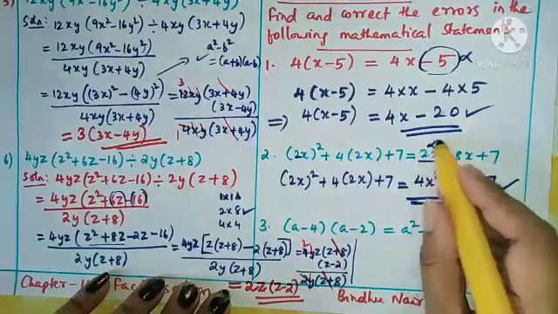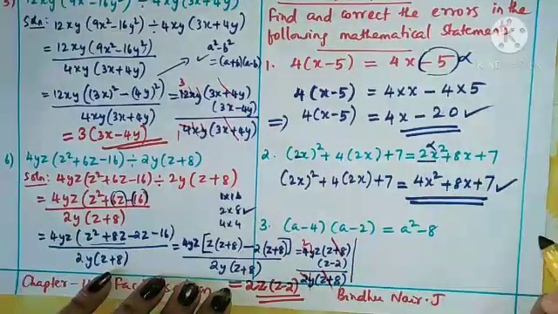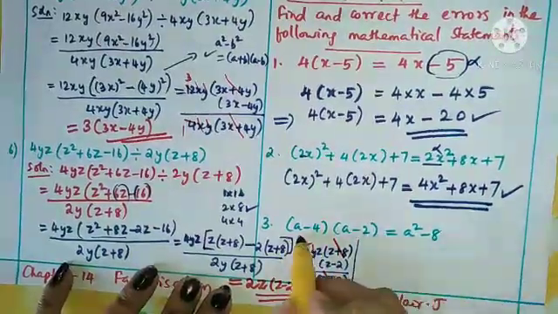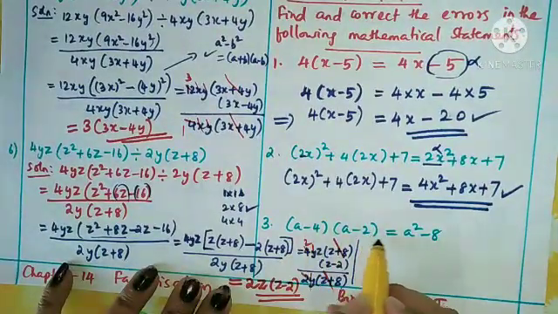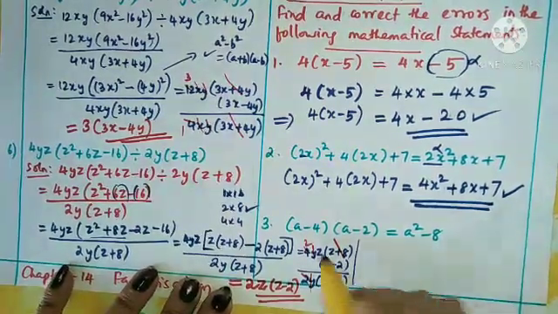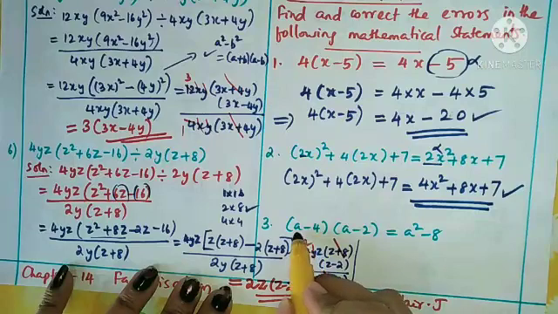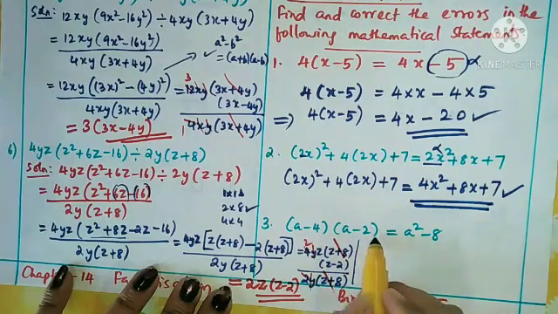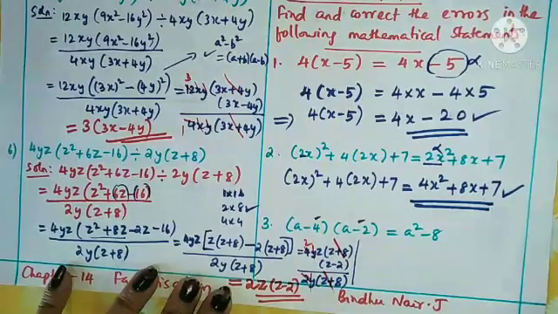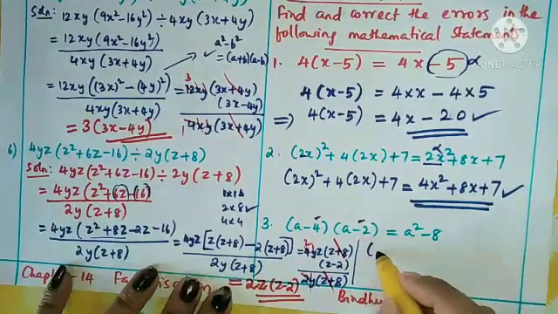So here this squaring was wrong. Okay, now come to this third question. (a − 4)(a − 2) = a² − 8. So we can find out, this is of the form (x + a)(x + b), where a is −4 and b is −2. So we can write the question once.